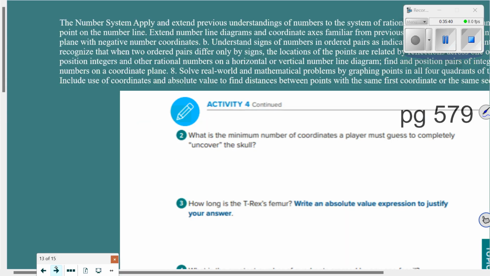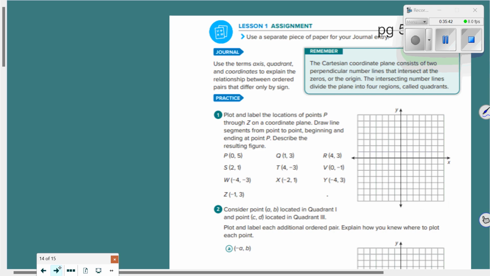Okay, guys. So you're going to kind of need that for your homework. Let's go to page 583. Yes, 583 is your first page of homework. Please be quiet, because I only have 3 minutes to go through instructions. On this one, use terms axis, quadrant, and coordinates to explain the relationship between ordered pairs that differ only by sign. So you may want to do a little diagram to help you as you're talking about this. So make sure you're adding all of those terms into your explanation.